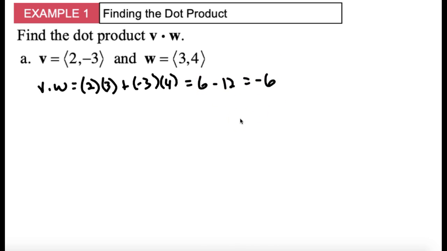The dot product is not a vector. It's a scalar. Right? So all we're doing is multiplying the x components together, multiplying the y components together, and then adding them. All right?